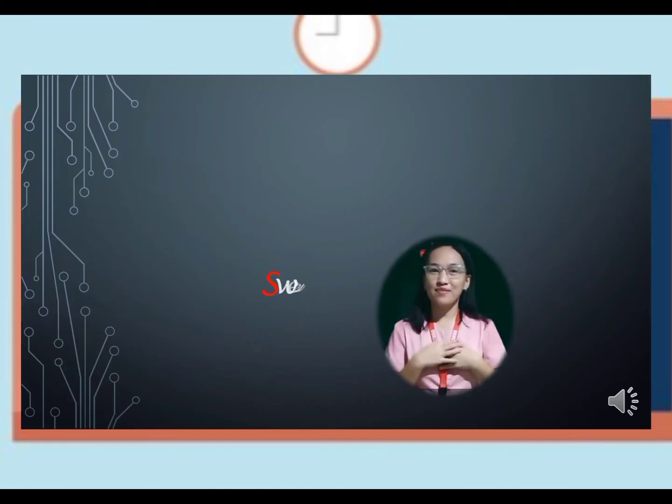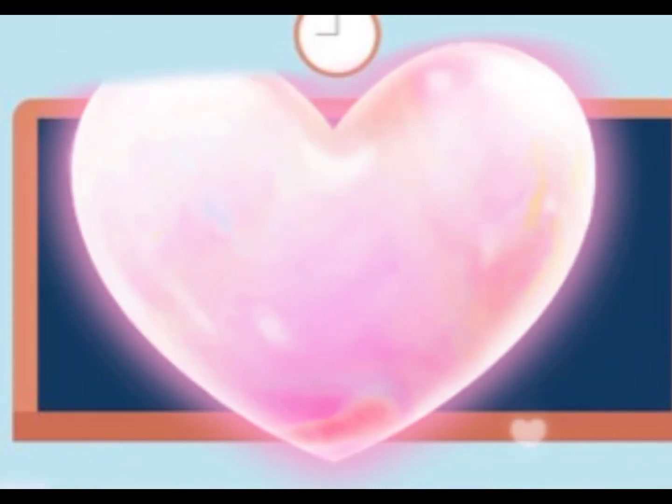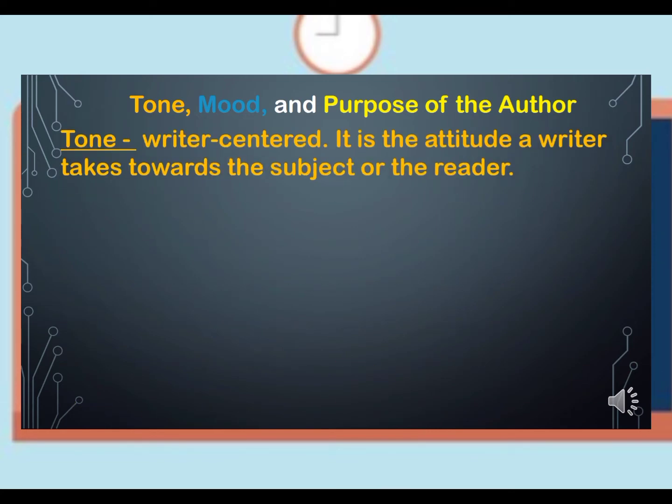For our learning competency for today, we have determining the tone, mood, and purpose of the author. We will talk about your feelings when you are reading stories or selections and know about the tone, mood, and purpose of the author. This is one way to understand the writer towards what we read. First, we have the tone. It is writer-centered. It is the attitude a writer takes towards the subject of the reader.